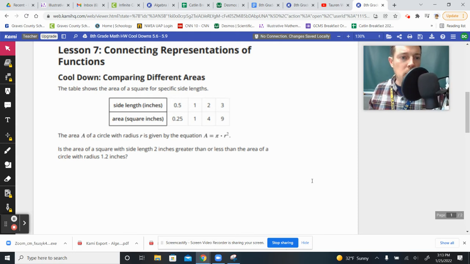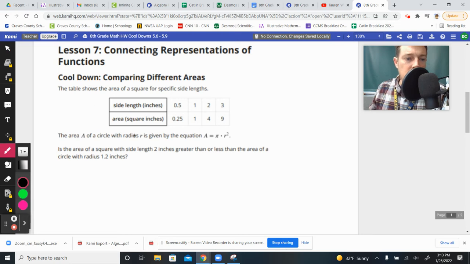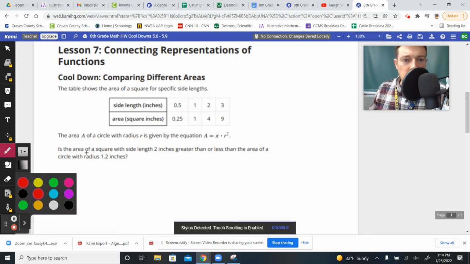And just wanted to look at this cool down about comparing different areas. So, we got a little bit of review on area of squares and area of circles. So, that doesn't hurt either. Let's look at it and see what it says.